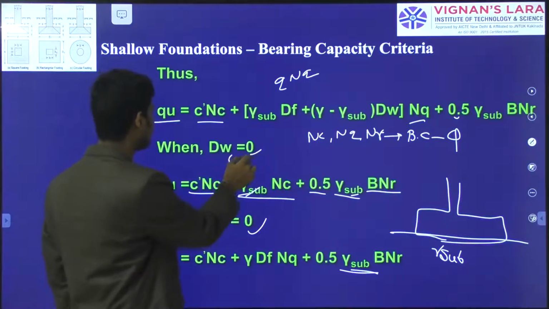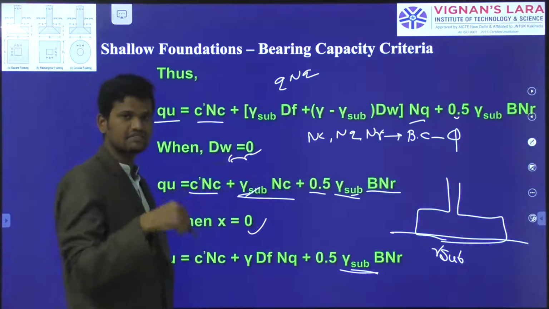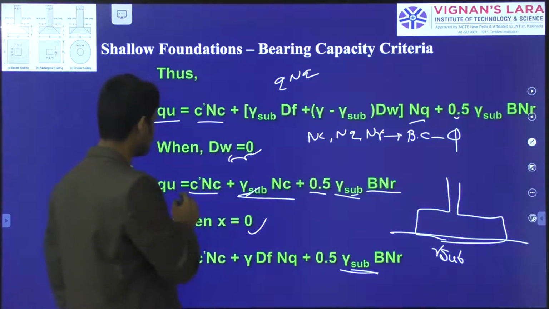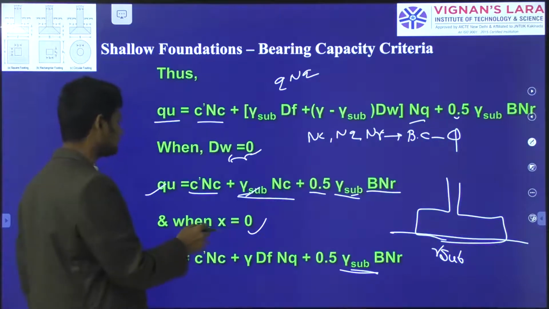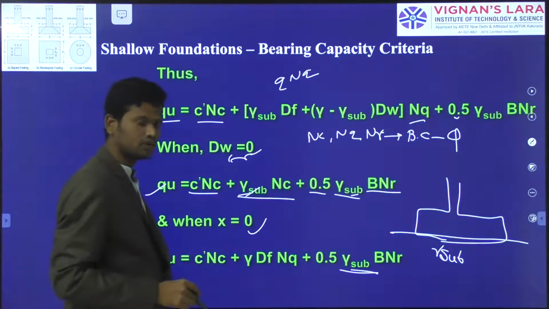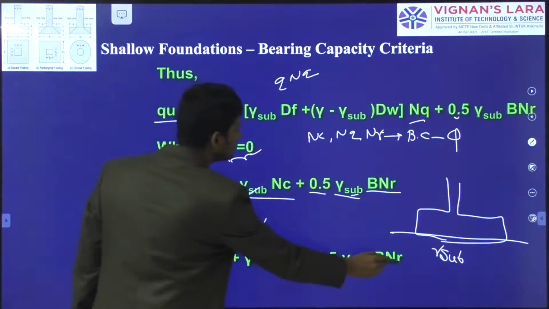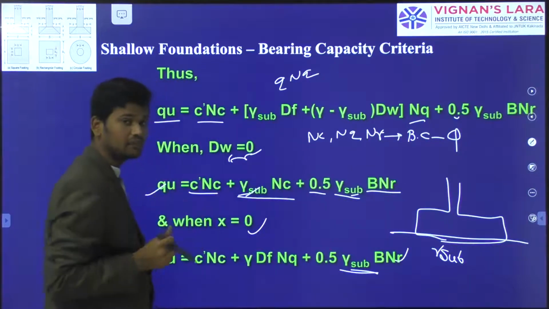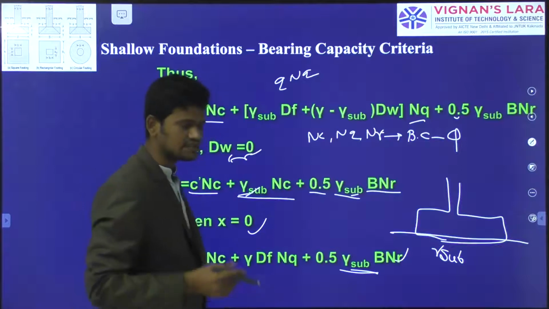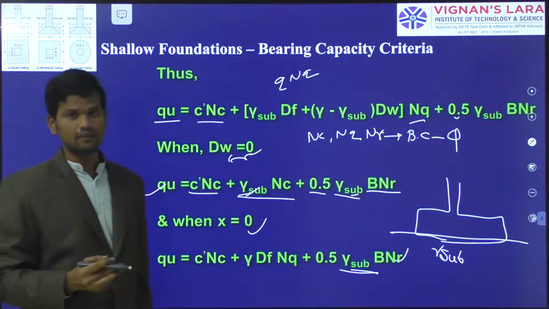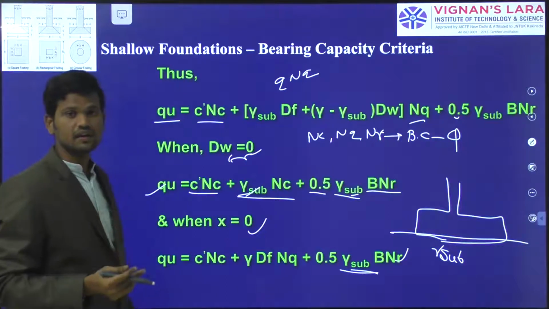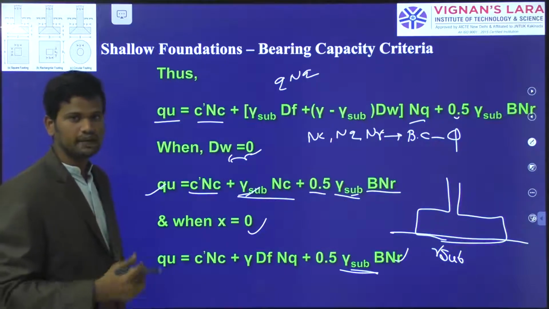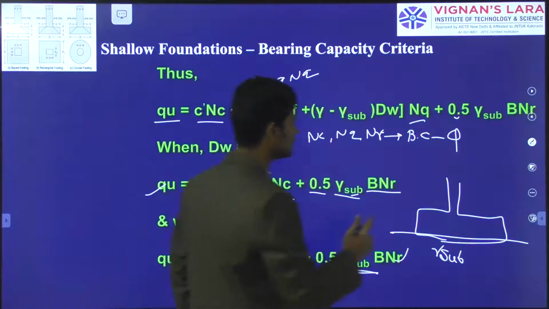Suppose when the depth of water table is 0, it is varying. In that varying condition, this is the calculation for the ultimate bearing capacity. When the depth of water table is at the base of the foundation, then we have to use this formula for calculation of the ultimate bearing capacity. Based on this, again we will calculate the net ultimate bearing capacity, net safe bearing capacity, gross safe bearing capacity, and net allowable bearing pressure. This is the discussion.